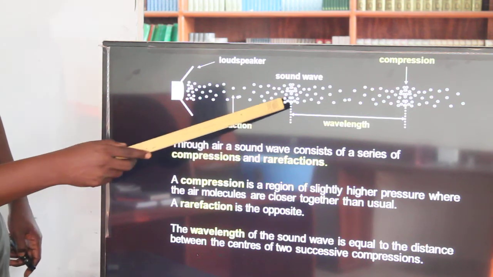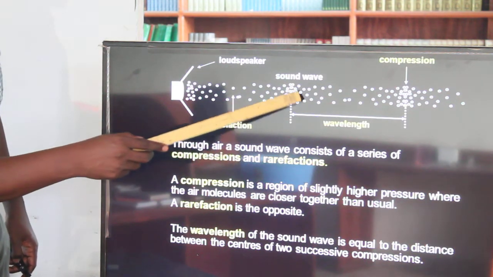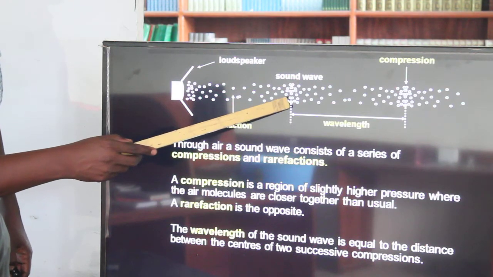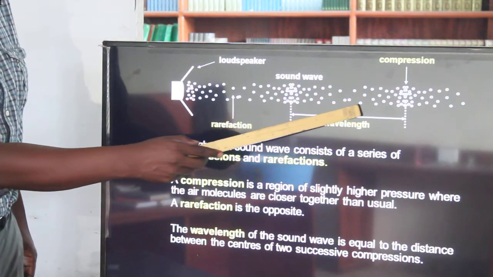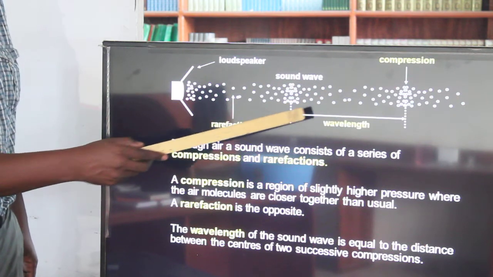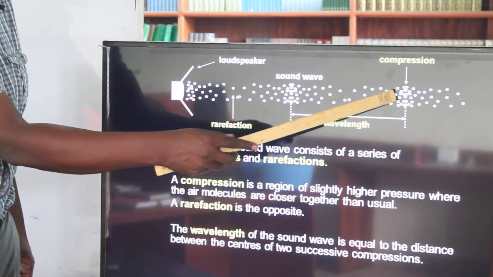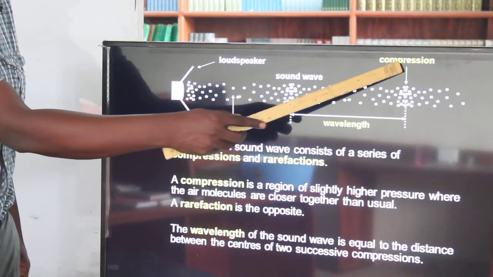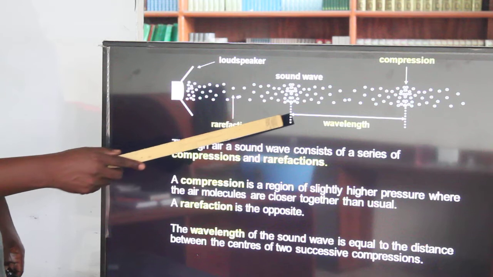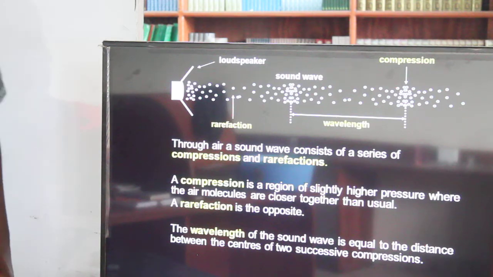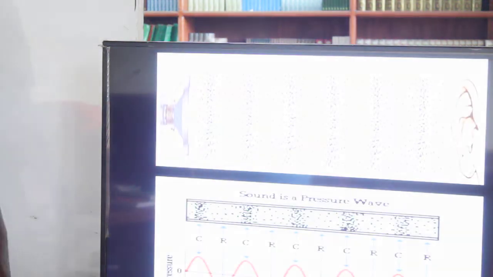Like you can see in the diagram here, this is a region where molecules of air are closely pressurized, they are together, that's one compression. Then you have a large region of rarefaction where the molecules of air are far apart, and then the next one where the molecules of air are closer together, that's another compression. So the wavelength will be the distance between 2 successive compressions in this case, and that's what we call the wavelength of this particular sound.